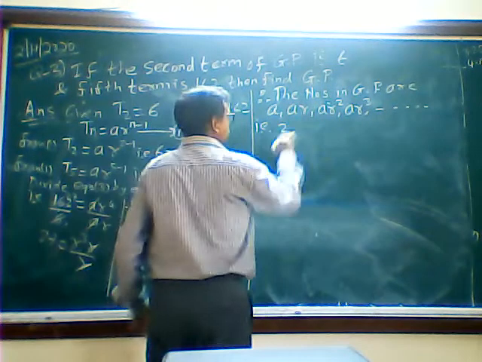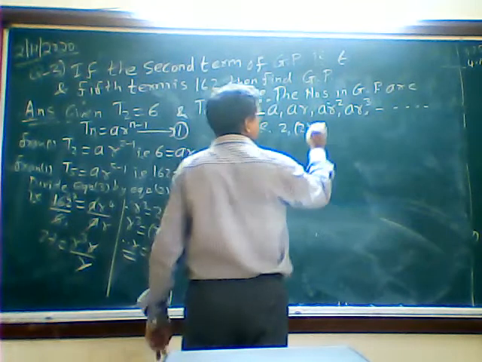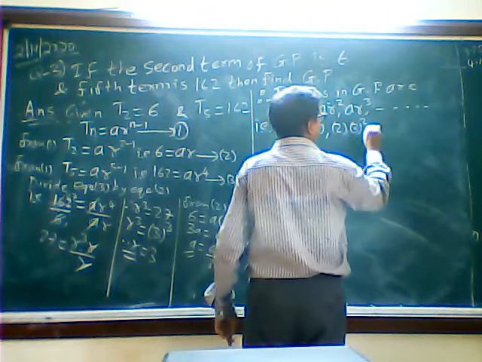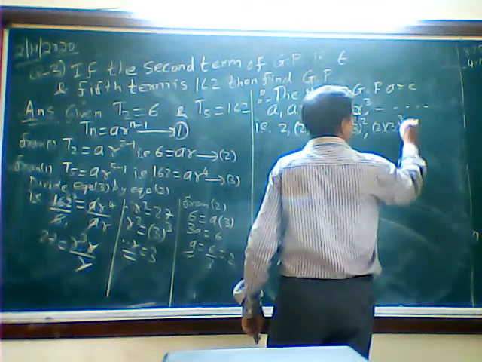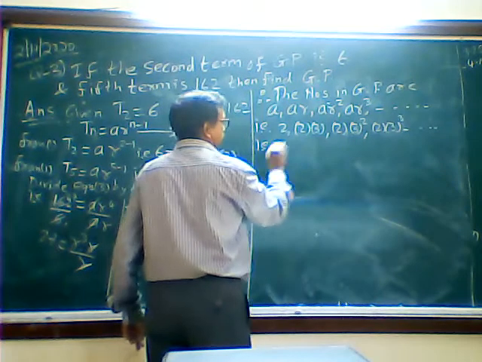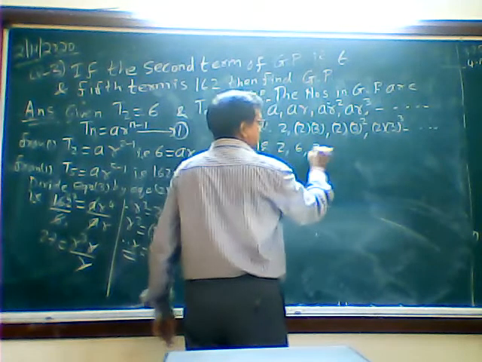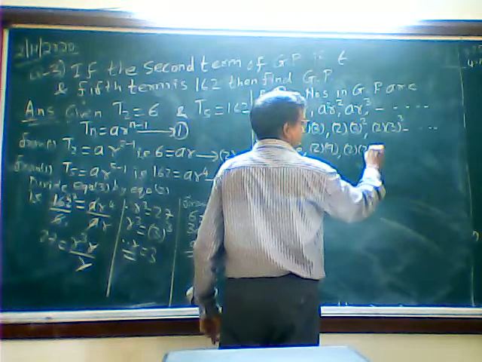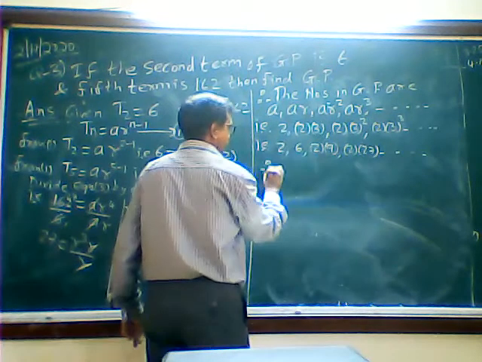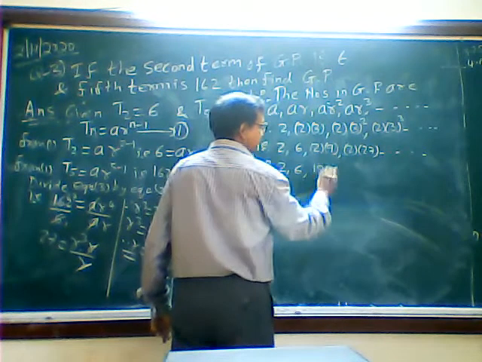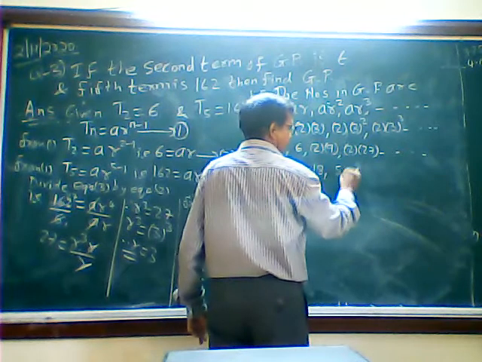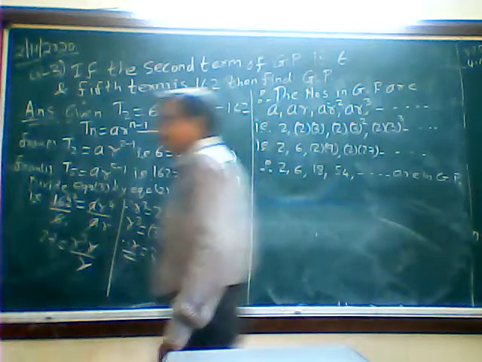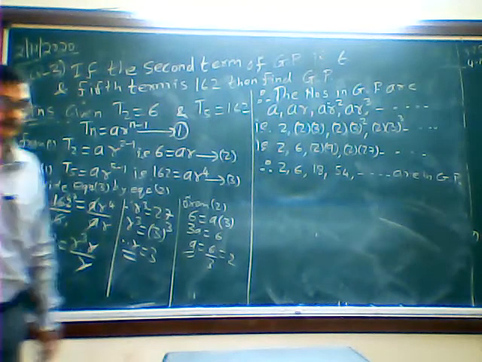So that is 2, comma 2 into 3, comma 2 into 3 square, comma 2 into 3 cube, and so on. That is 2, comma 2 threes are 6, comma 2 into 3 square is 2 nines, 18, comma 2 sevens are 54, and so on. These are in GP. Got it?